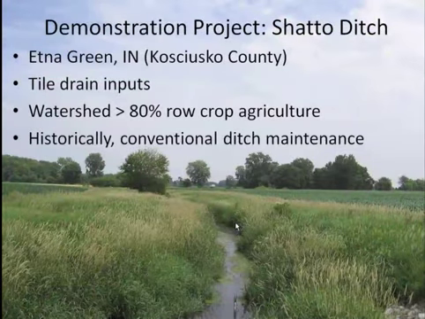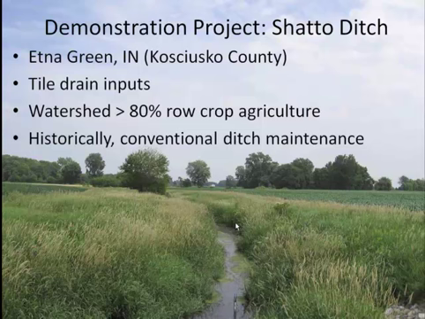All right, so most of the data I'll be presenting today are from Shadow Ditch, which is in Kosciusko County, Indiana. That's in the north central part of the state. It's about 10 miles west of Warsaw. And this ditch is fairly typical for any ditch in the region. It gets tile drain inputs. The watershed is largely row crop agriculture in a corn-soybean rotation. And historically, it's been dredged regularly to maintain that trapezoidal shape.